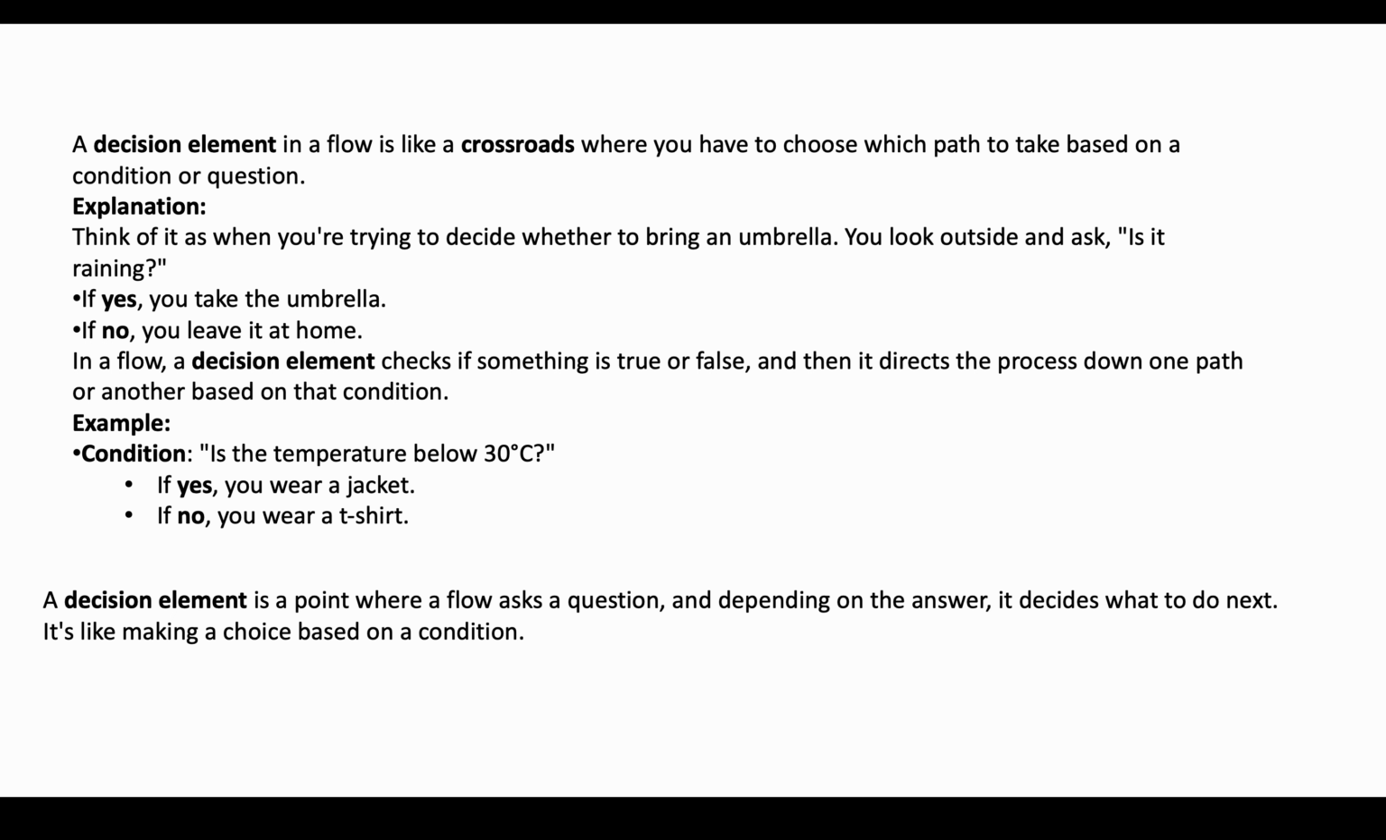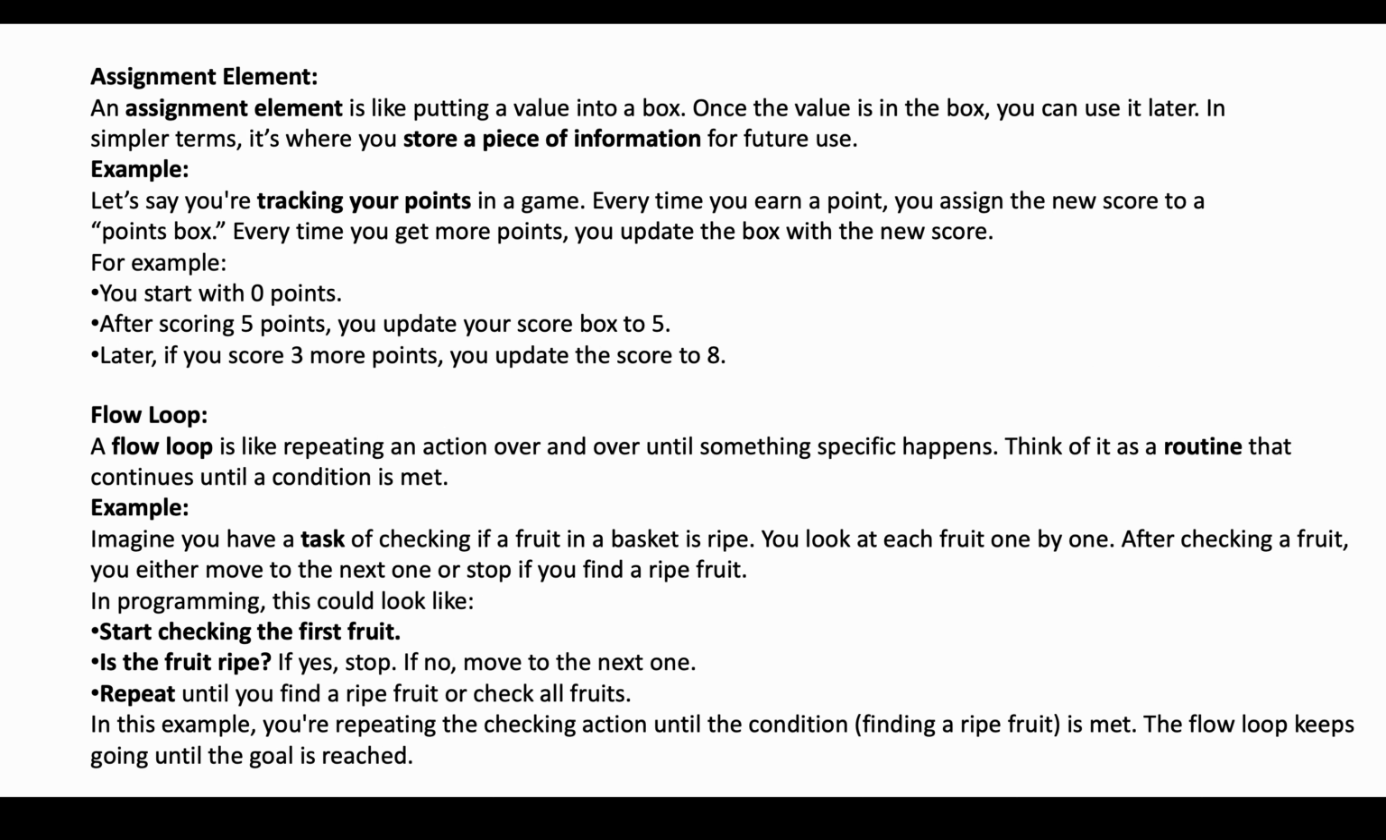In a flow, a decision element checks if something is true or false, and then directs the process down one path or another based on that condition. So it depends on the condition. Is the temperature below 30 degrees? If yes, then you wear a jacket. If no, you wear a t-shirt. A decision element is a point where the flow asks a question, and depending on the answer, it decides what to do next. It's like making a choice based on a condition. So hope it's understood now.